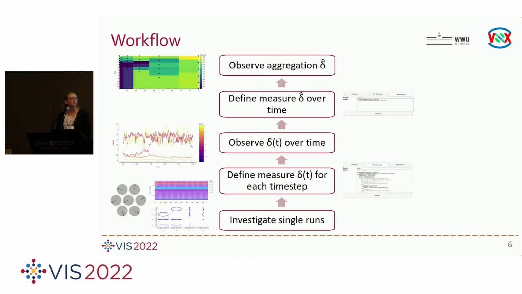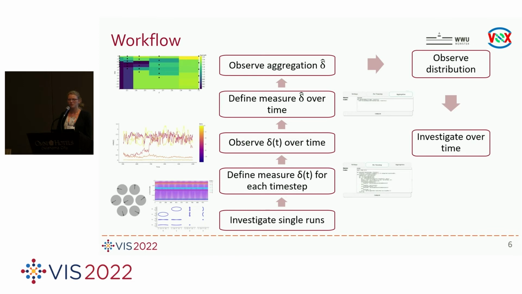So basically, for the definition, we have a bottom-up approach that we can see here, and each step normally needs several iterations. But after suitable measures are found, the next step would be an analysis on different levels of detail. Here, the first step would be, again, to observe the aggregation measure and also the distribution in parameter space. And the heat map supports interactive selection such that the user can select some ensemble members and visualize and investigate their evolution over time.